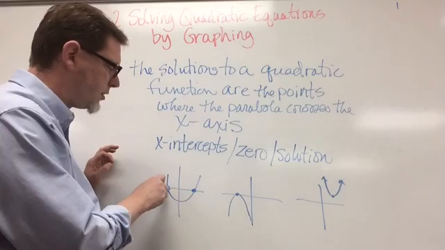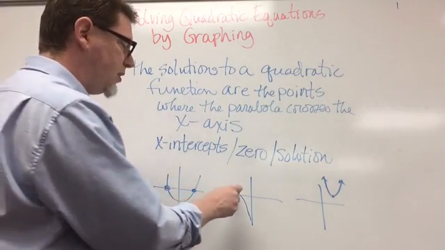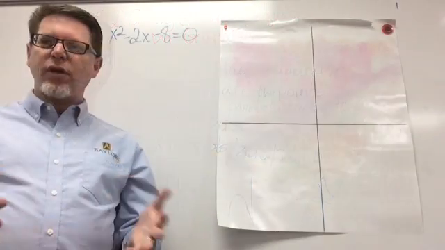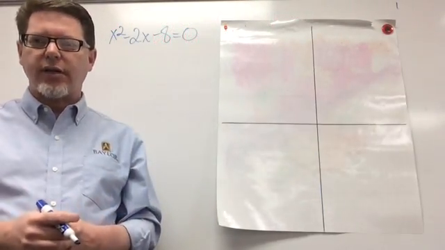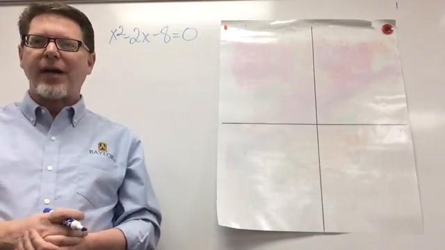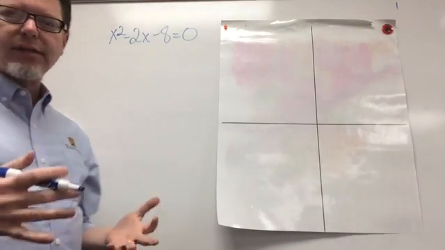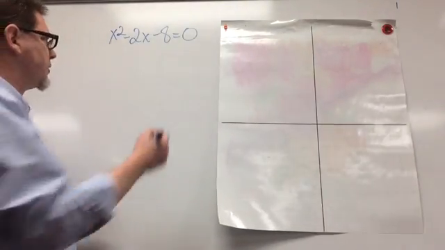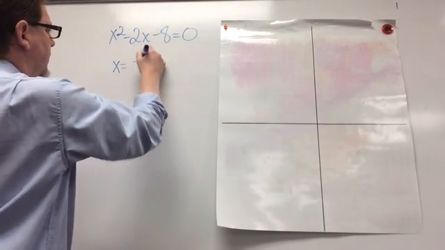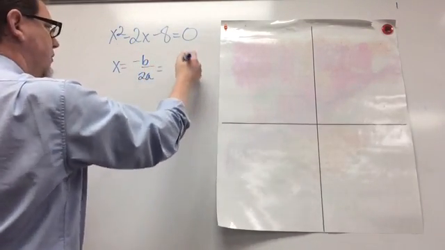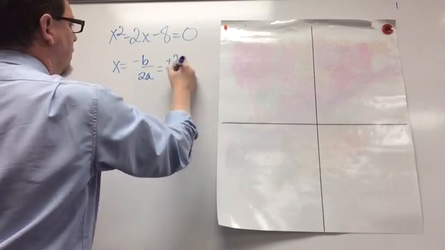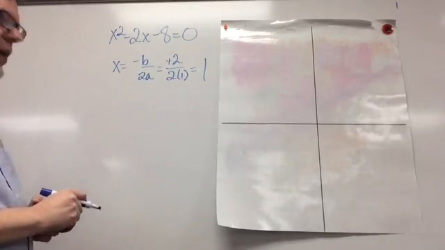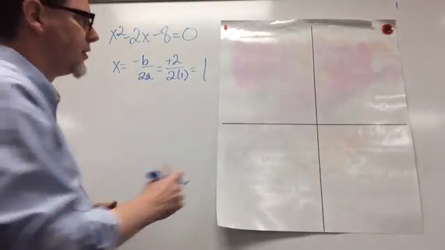Again, these are called x-intercepts or zeros of the function, but they are also called solutions. So we're going to graph this quadratic function or quadratic equation, x squared minus 2x minus 8 equals 0, and we're going to see if we can figure out what the solutions are. So the first thing we need to do is find the axis of symmetry, and so x equals the negative of b over 2a, which equals positive 2 over 2 times 1, which equals 1.